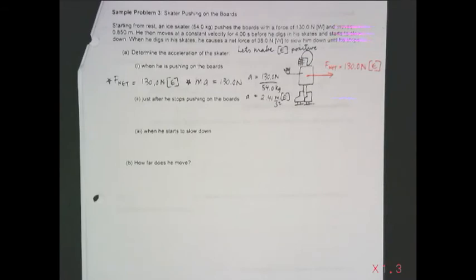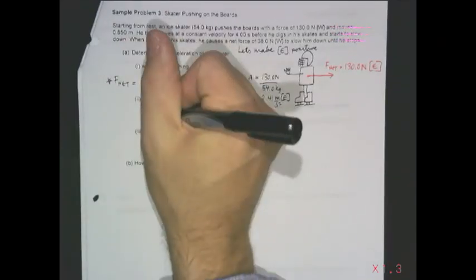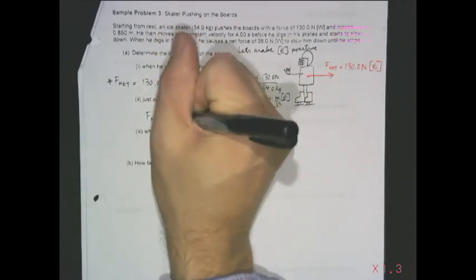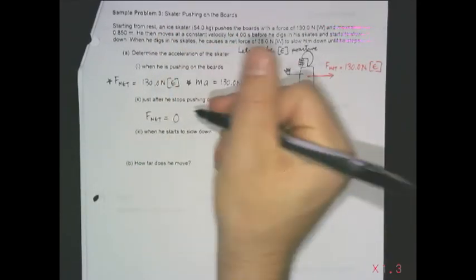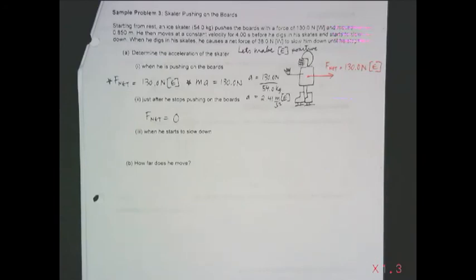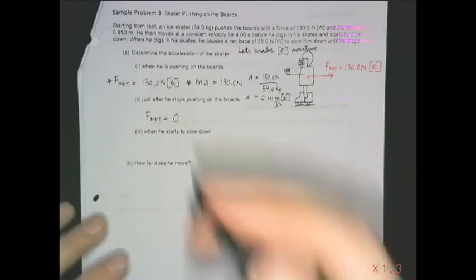When the skater stops pushing, the boards are going to stop pushing back. So if there's no friction on the ice and he's not pushing onto anything, what forces are going to be acting on the object? Gravity and normal forces are going to be the exact same, so you can cancel them out. So what's the net force going to be when he stops pushing? 0. If he stops pushing, the boards are going to stop pushing back. Since there's no friction, there are no forces acting on this object. So is he going to be accelerating? The acceleration is 0.